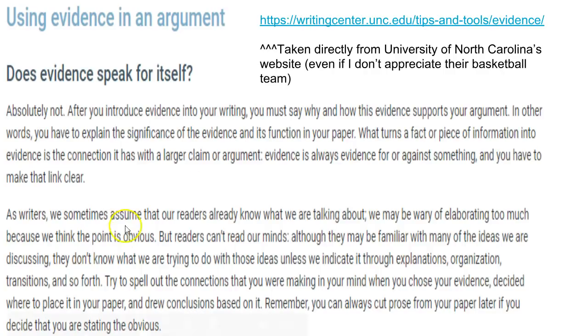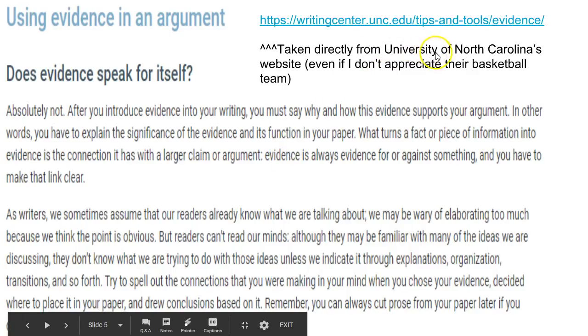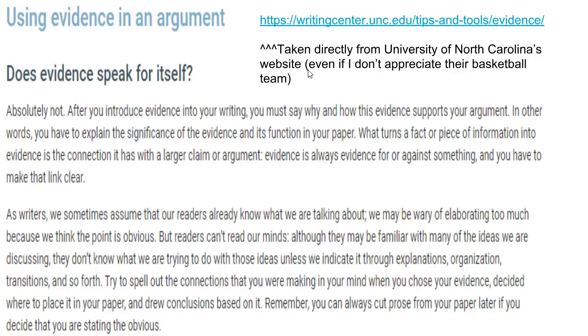To prove my point, this is taken directly from the University of North Carolina's website, even though I don't appreciate their basketball team. It talks about using evidence in an argument, and this is right from their writing center. These are things that they instill in their students. Does evidence speak for itself? Absolutely not. After you introduce evidence into your writing, you must say why and how this evidence supports your argument, or in this case, your answer to your question for TDAs. In other words, you have to explain the significance of the evidence and its function in your paper. What turns a fact or piece of information into evidence is the connection it has with a larger claim or argument. Evidence is always evidence for or against something, and you have to make that link clear.